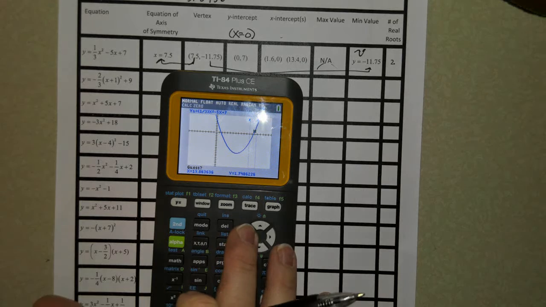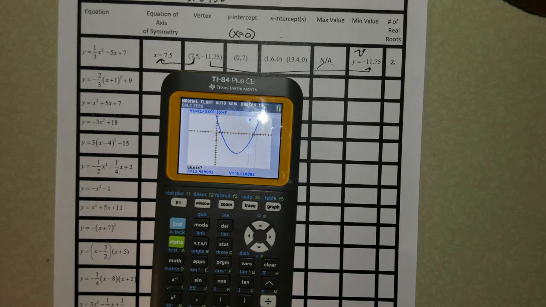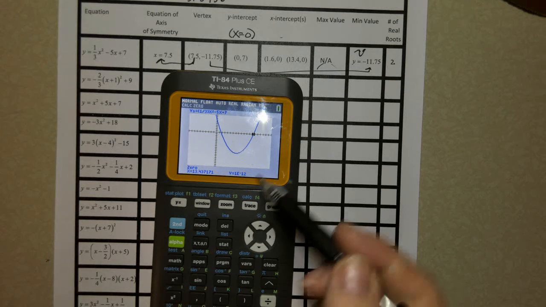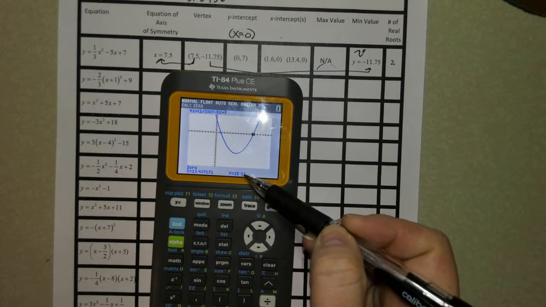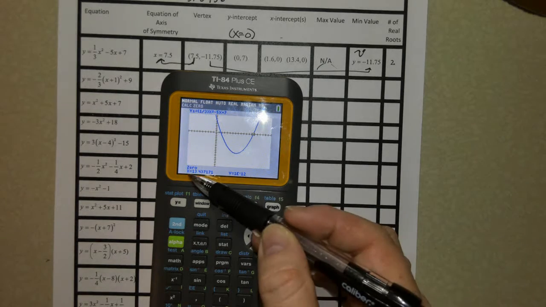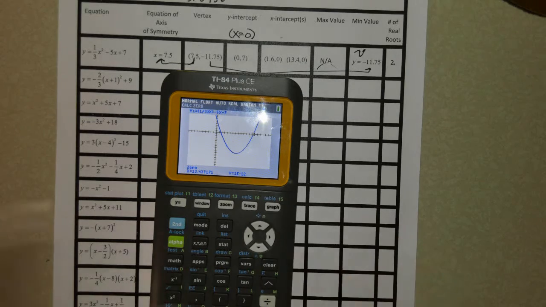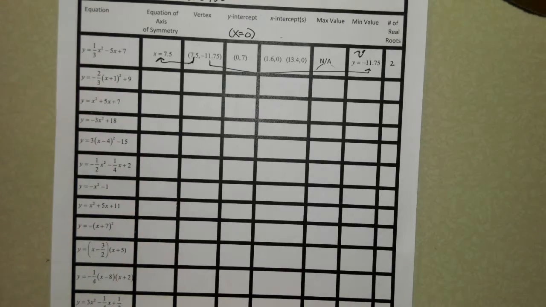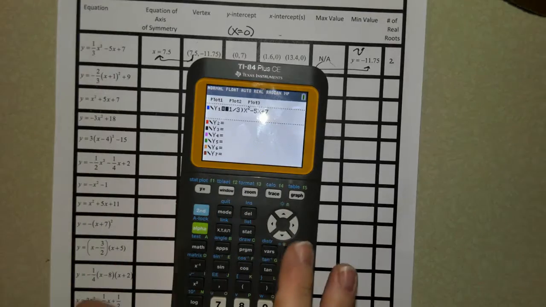Now go back to the x-axis, pressing enter over the top of the intercept, and this one is going to be 13.4. And whenever you see this E, this is scientific notation, this is equivalent to approximately 0. So this is 13.4 comma 0. Okay, we're going to do 2 more. Go back to y equals, please, and press clear.